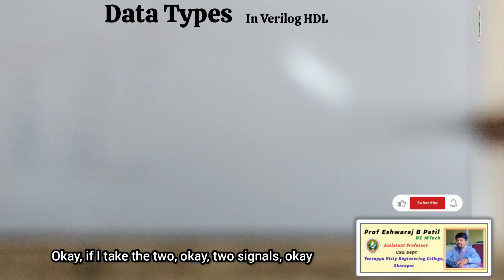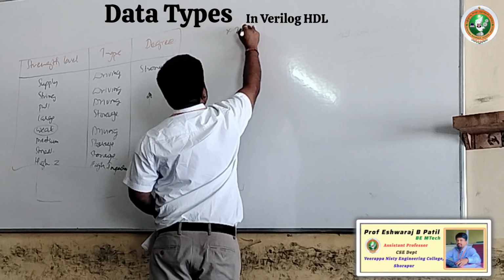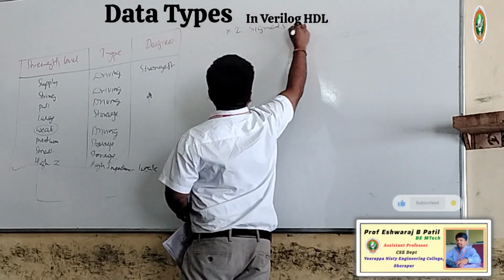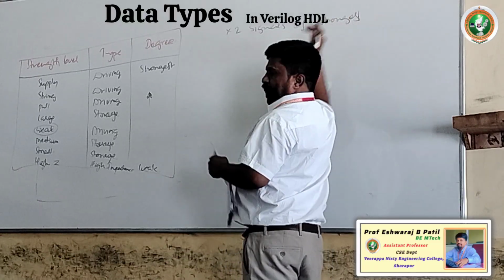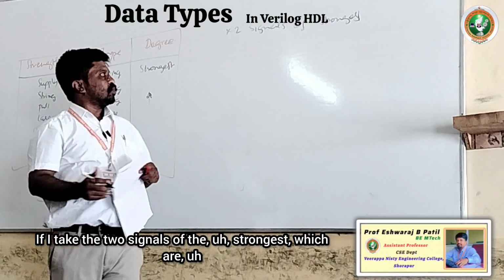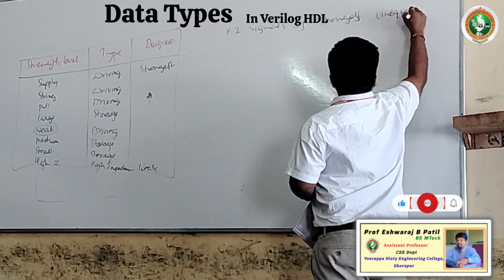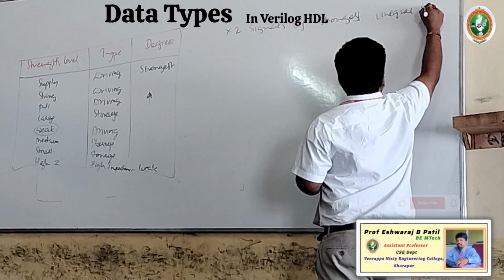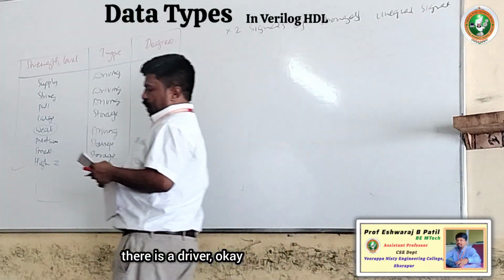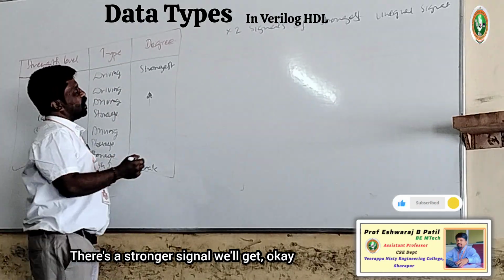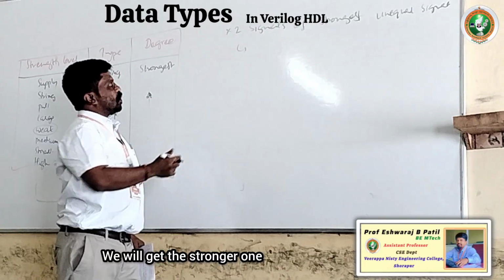If I take the two signals of the strongest, which are unequal signals, then there is a driver. There is a stronger signal we will get. Strongest means we will get the stronger one.